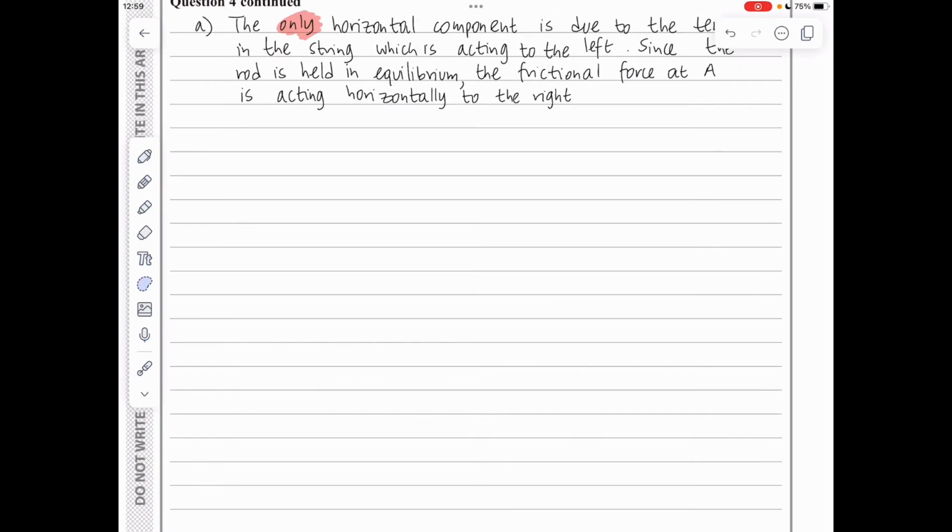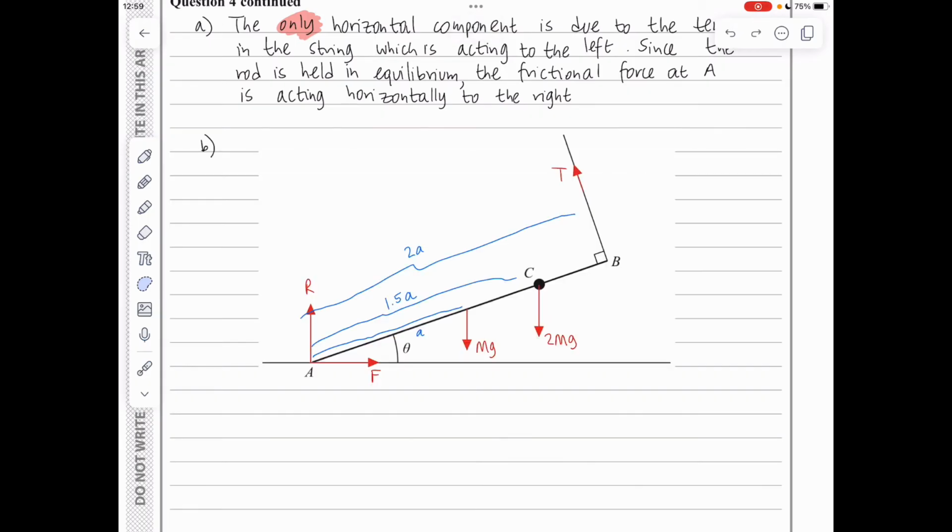In part B, I need to show that the tension acting in the string, capital T, is 2mg cos theta. So I will start by revisiting my diagram with the forces added. We will be taking moments about A, and we've got clockwise moments due to capital Mg and 2mg.